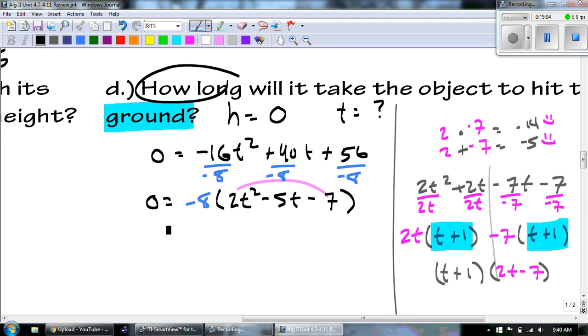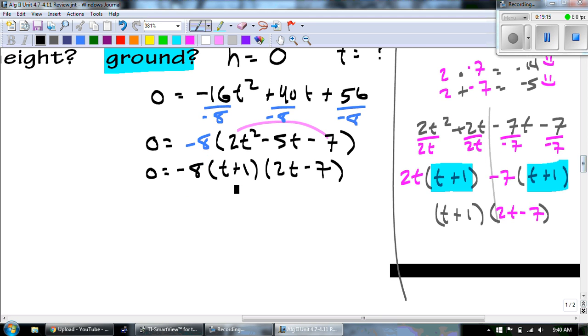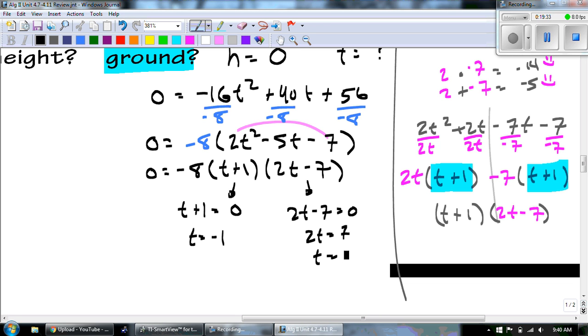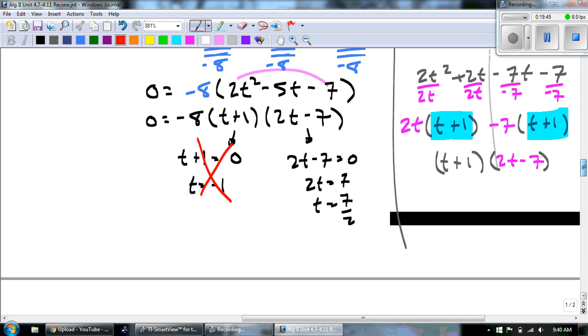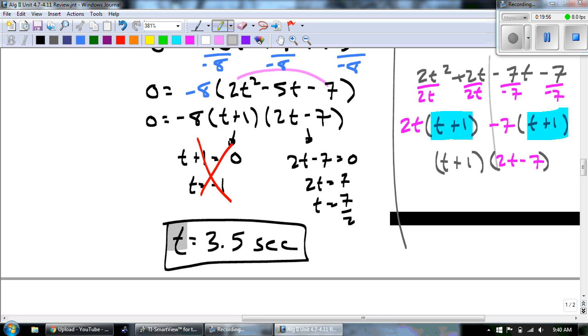So over here, that's what I plug in: negative 8, t plus 1, 2t minus 7. And to solve this, everything with the variable t, I have to set equal to 0. I subtract 1 from both sides for the first, and for the second I add 7 and divide by 2. Now, we're talking about time. How much time has passed? Well, we can't have negative time, so that one doesn't work. So my t equals 7 over 2, and if you divide that out, you know that is 3.5 seconds.